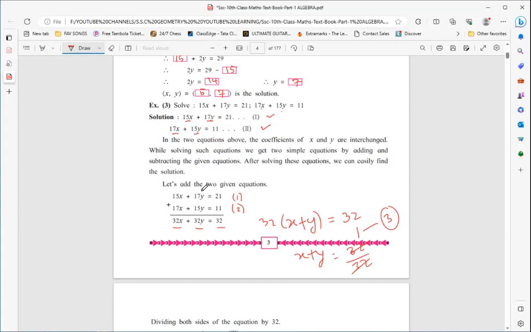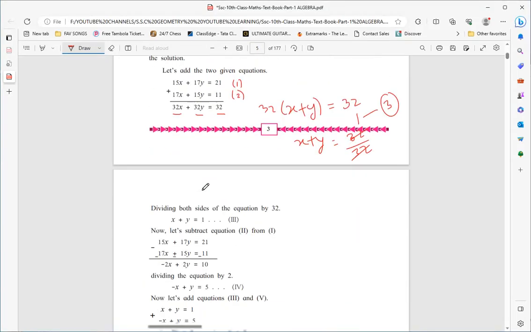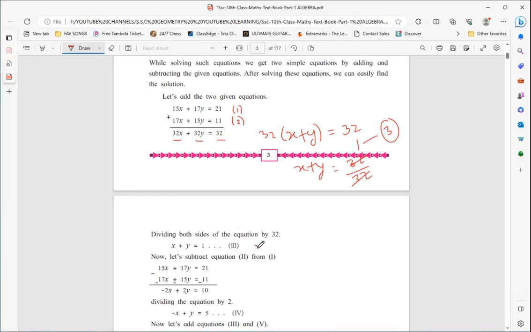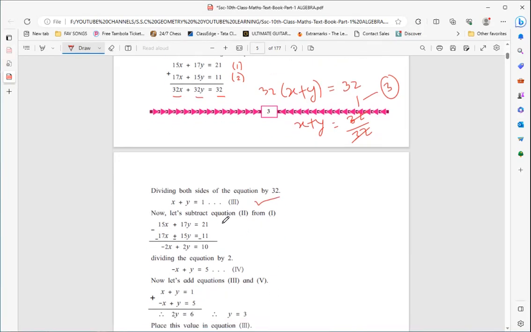Now what we are going to do is subtract both the equations. So x plus y equal to 1 is ready now. Now subtracting equation number 2 from 1. Subtracting means you have to change the sign here. So 11 is plus, so it becomes a minus. 15 is plus, so put a minus here. 17 is plus, so put a minus here. Now we are subtracting. So 21 minus 11 is 10, 17 minus 15 is 2y, and 15 minus 17 is minus 2x.